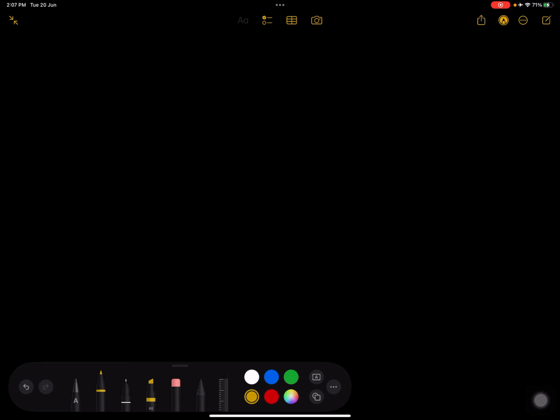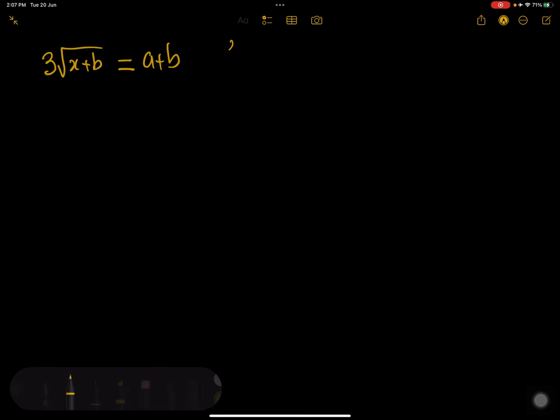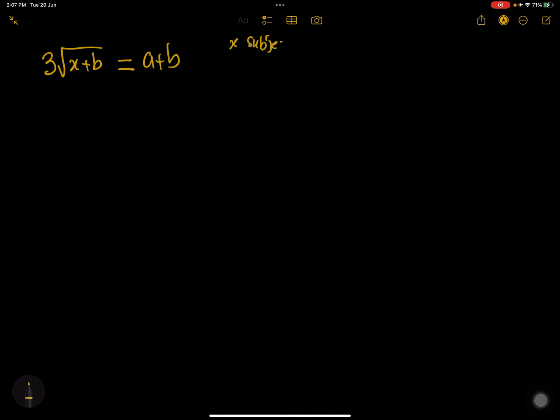So let's start with this one. Imagine we have, let me use a yellow ink, sorry. Imagine we have 3 square root, and inside the square root you have X plus B. And on the right-hand side of the equation is A plus B. Now, remember, we are making X the subject. X the subject, don't forget.